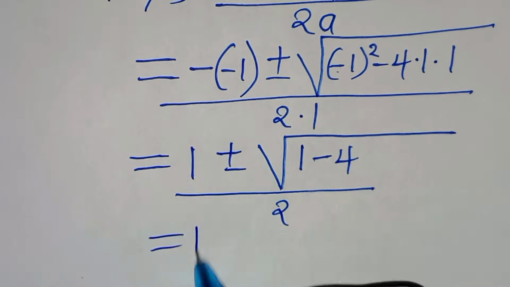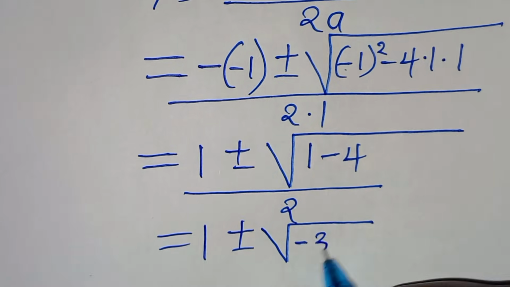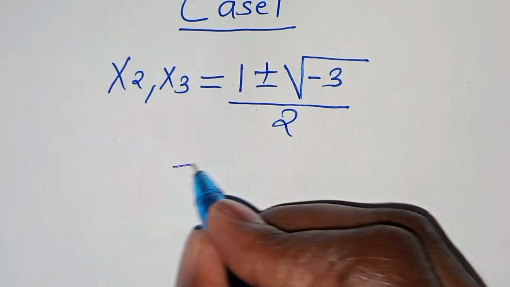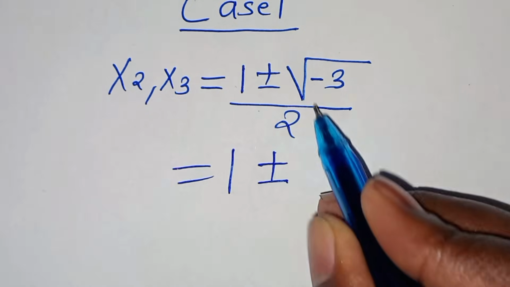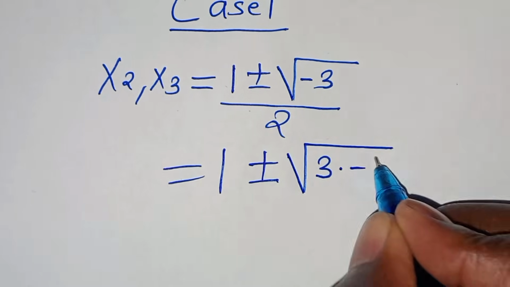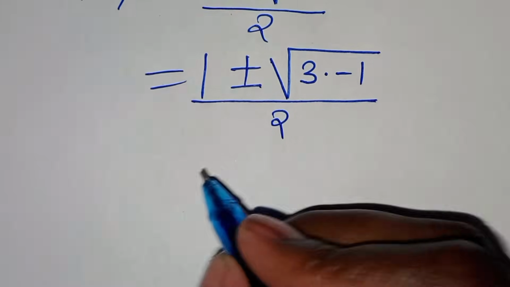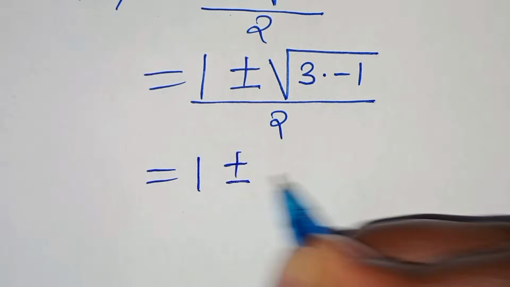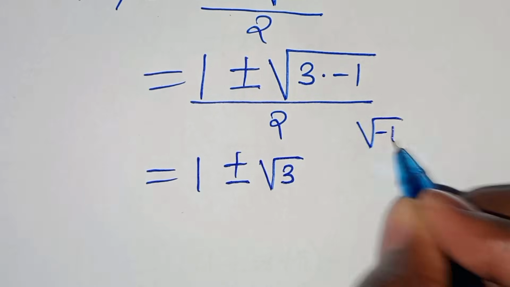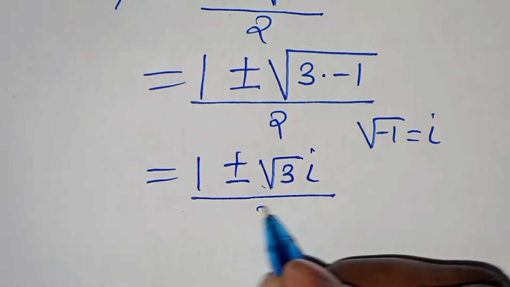So this is equal to 1 plus or minus the square root of 1 minus 4, this is minus 3, then divided by 2. So here we have 1 plus or minus. We can express the square root of minus 3 as the square root of 3 times minus 1, everything here divided by 2. So now we have 1 plus or minus the square root of 3, then the square root of minus 1, this is equal to i. So we have square root of 3i divided by 2.